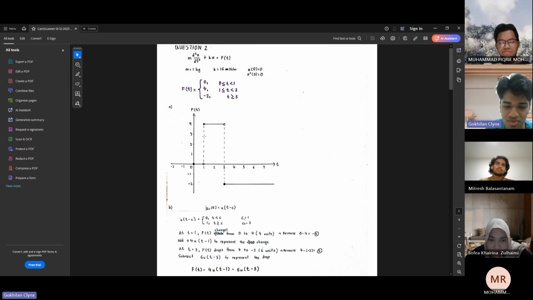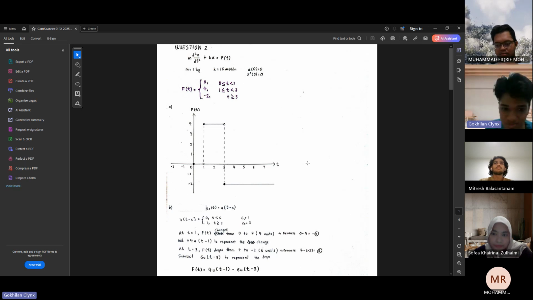And then from 1 to 3, the piecewise constant is 4. So we have it here, and then for t above 3, the piecewise constant is -2. So this is the graph of f(t).